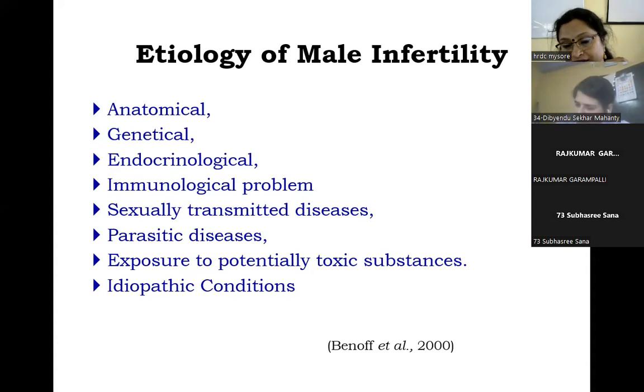Sexually transmitted diseases, you must be knowing, are transmitted from partners, and there are a lot of them: HTLV, HIV, gonorrhea, syphilis. There are so many sexually transmitted diseases. These also cause infertility. Then parasitic diseases, and exposure to potentially toxic substances.